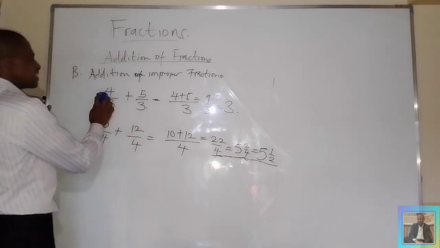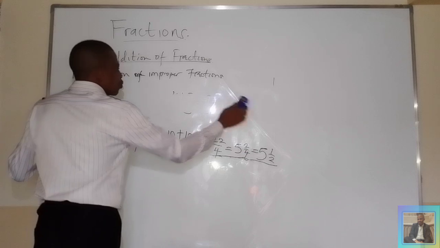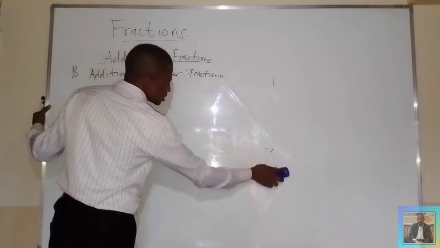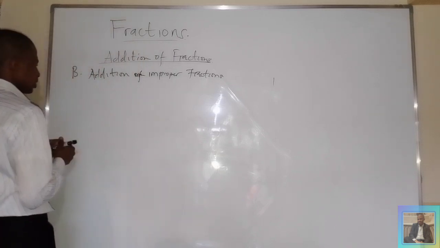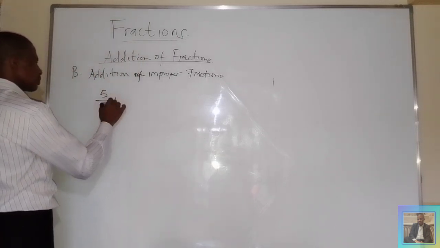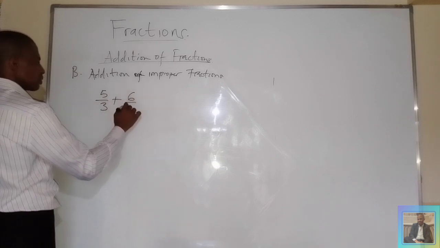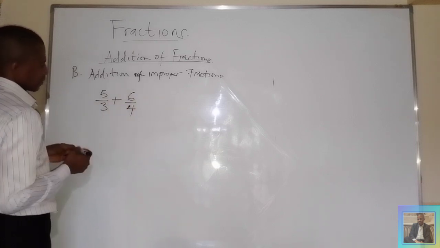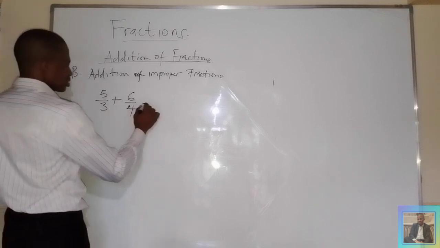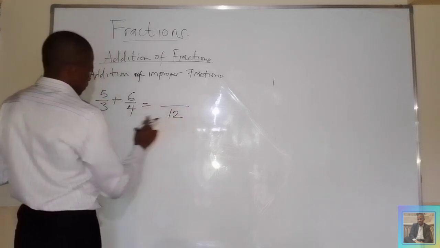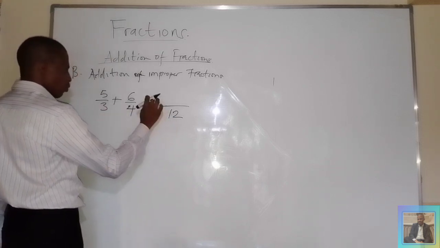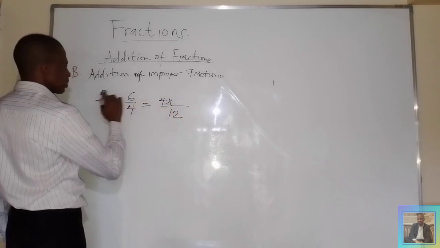Now we want to look at addition of a proper fraction where the denominators are not homogeneous, they are not the same. For instance, we have 5 over 3 plus 6 over 4. So we look for a common multiple. A common multiple in this is 12. 3 times 4 will give us 12. So how many 3 can we find in 12? 4. Then we say 4 multiplied by 5.